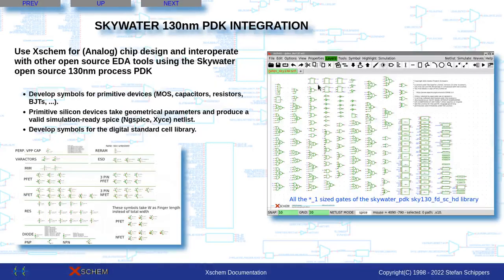Next is the SKYWATER PDK integration. You see all the symbols I have created, so MOS transistors, NFET, PFET, resistors, capacitors, diodes, all the primitive devices available in the SKYWATER process are created, as well as all the standard logic gates available in this process.